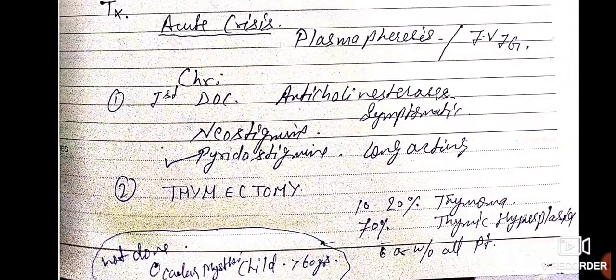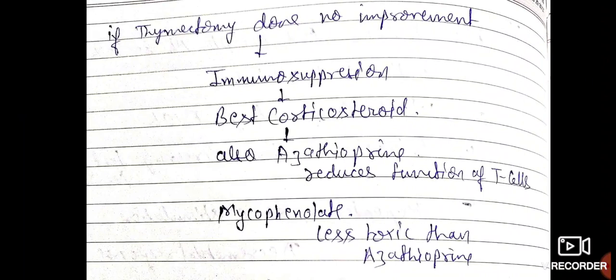Thymectomy: 10 to 20% of thymomas are the cause of myasthenia, and 70% is thymic hyperplasia. So with or without thymoma or thymic hyperplasia, if conservative treatment fails, then we need to do thymectomy. Thymectomy is contraindicated in ocular myasthenia or in a patient more than 60 years of age.